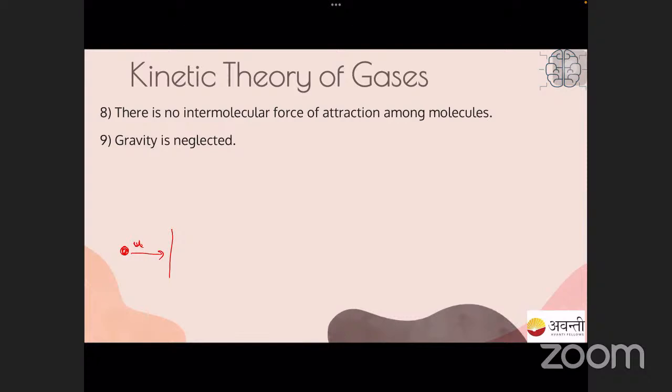Clear or not? Now, due to collisions, the force on the wall means pressure will be present, right? Due to this, pressure will be acting. The molecule will move in a straight line. It will not be affected by gravity, right? And we'll consider the volume of the container as the volume of gas itself, where we neglect the volume of gas molecules because they are point masses. Okay, all the postulates you can remember by imagining the container itself.